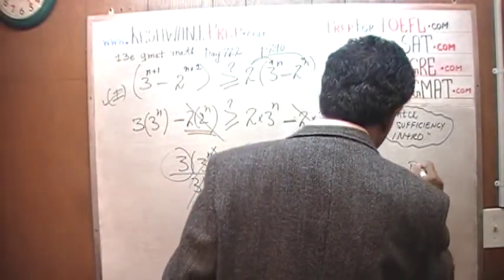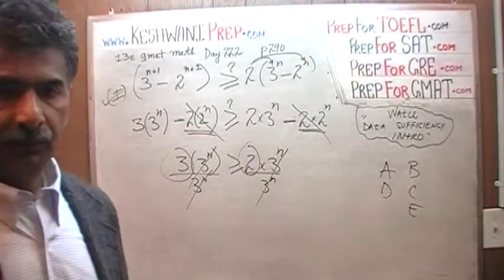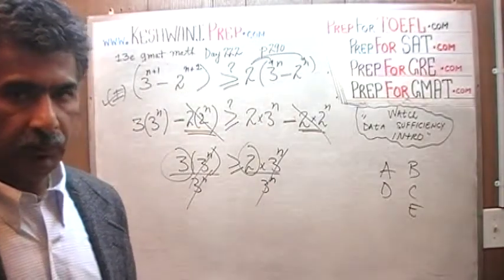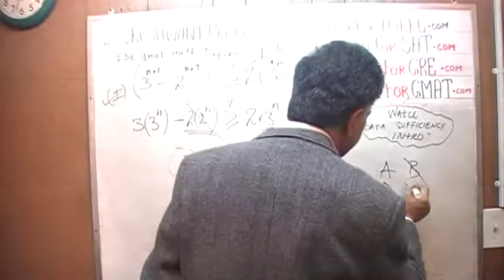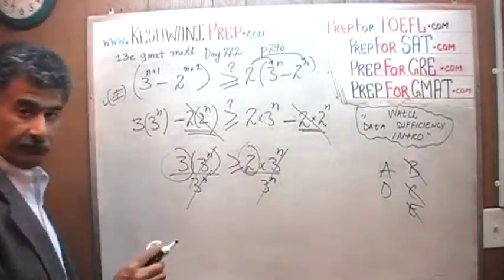A, D, B, C, E. Because we just found out that the first statement by itself is sufficient, we know now that the answer cannot be B, C, or E. It will have to be either A or D. Let's look at the second statement, shall we?